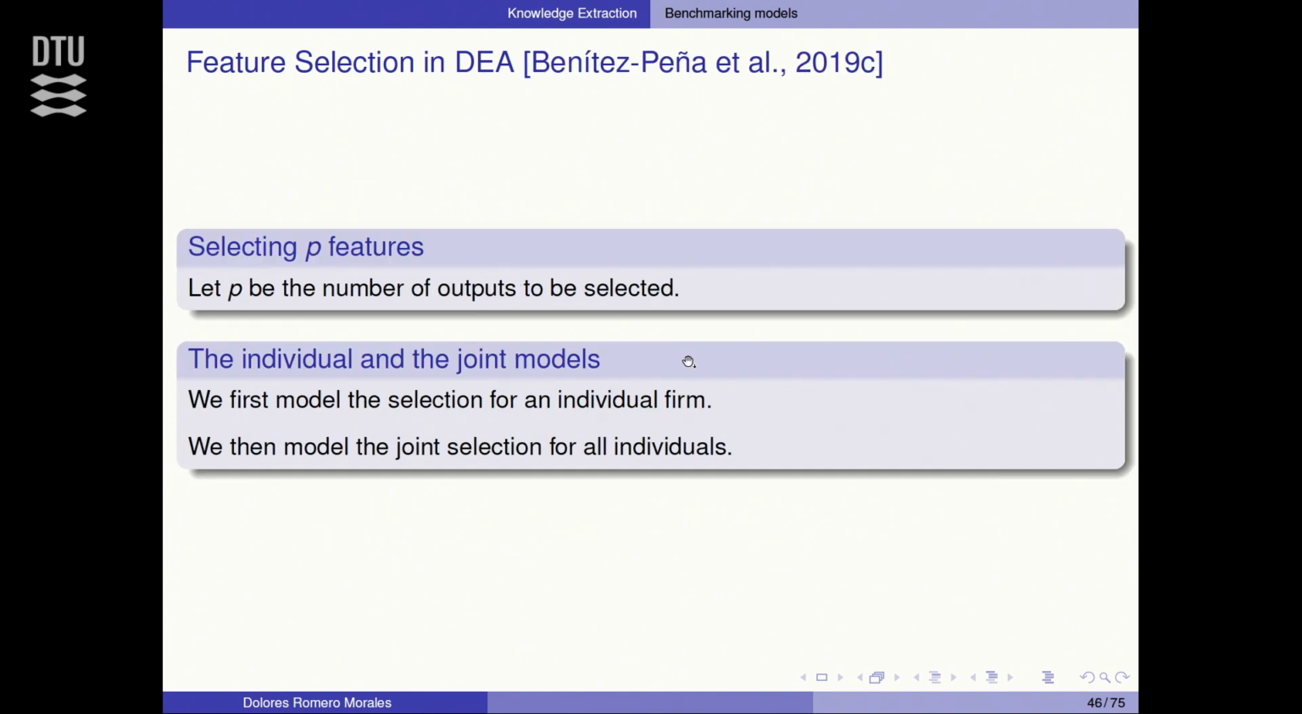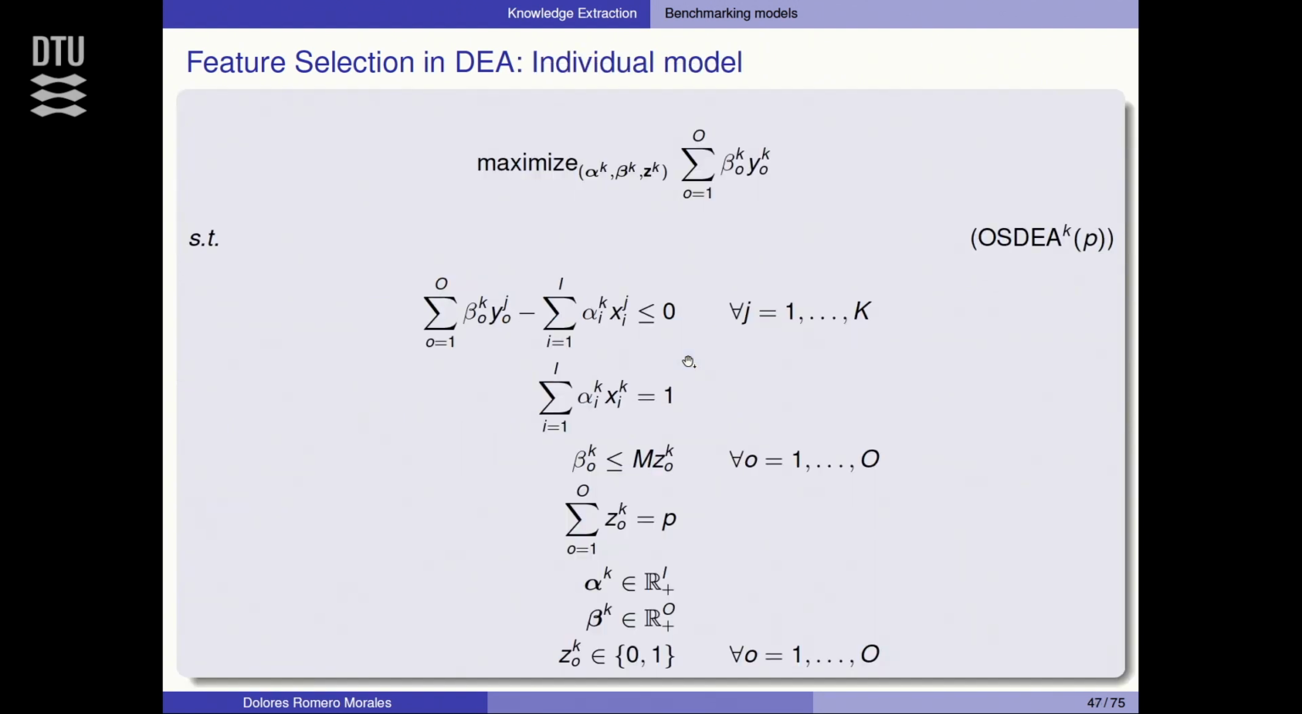So I'm going to show you how to select your inputs and your outputs in a joint manner. So let me show you the model. Okay, and here is where you have to be with me in terms of what is the original model and what is it that we have added. In the original model, what you have is that you are trying to maximize the efficiency. I told you that the efficiency is a number divided by another number.